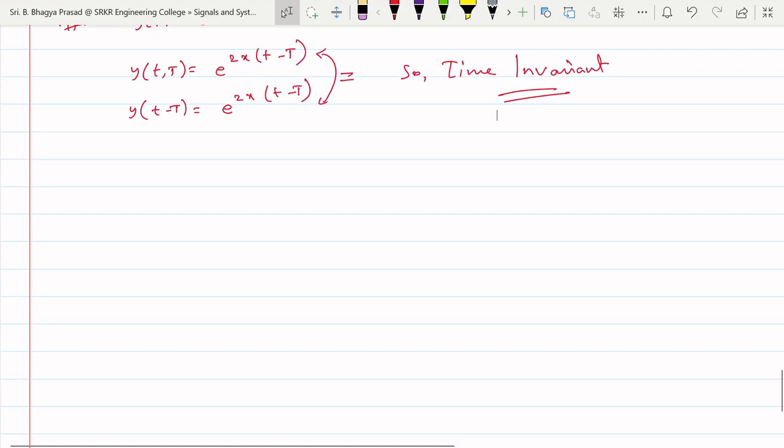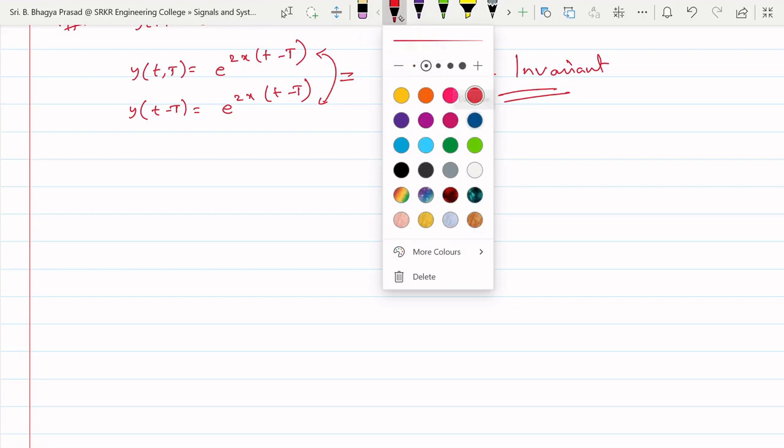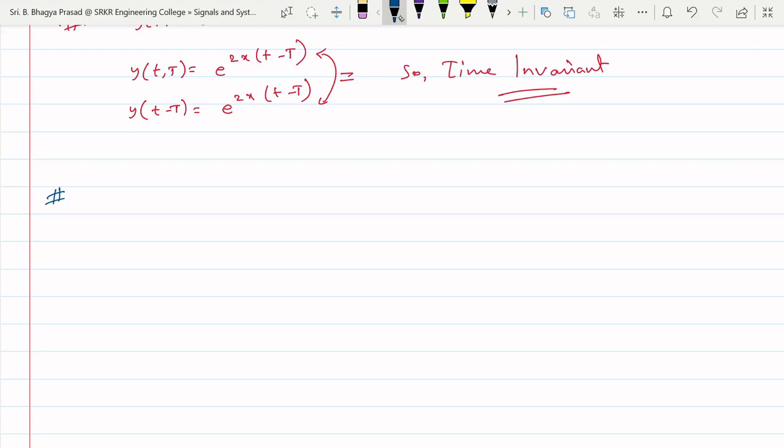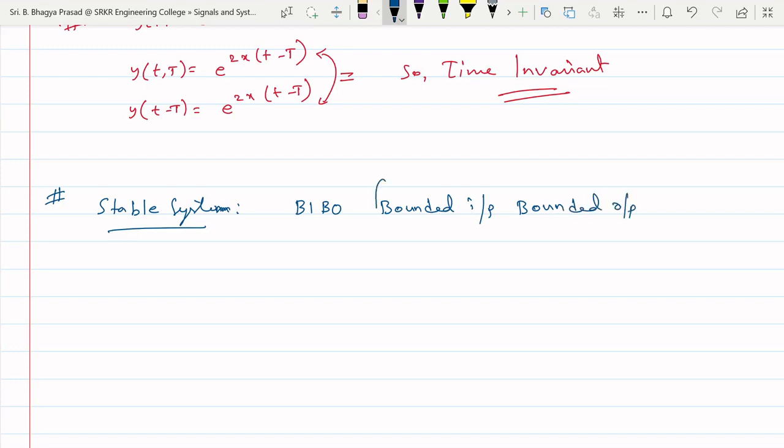And the last important one is the stable system. A system is said to be stable if the output is bounded when the input is also bounded, that is BIBO stable: bounded input, bounded output. For the system, if you give a bounded input and you get a bounded output, the system is stable.